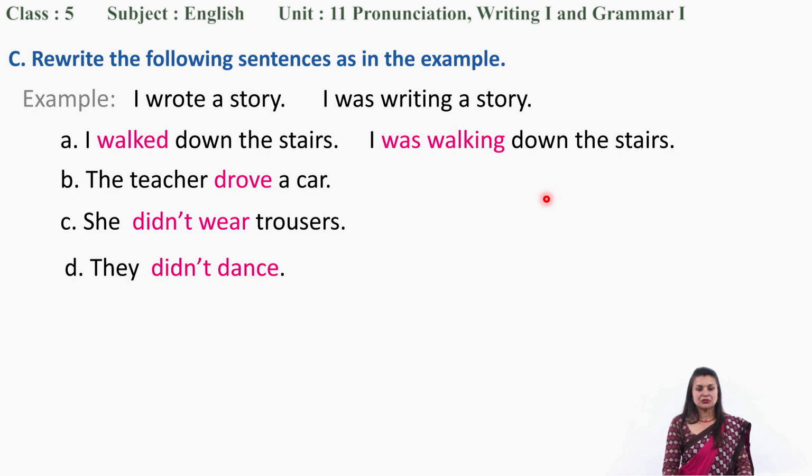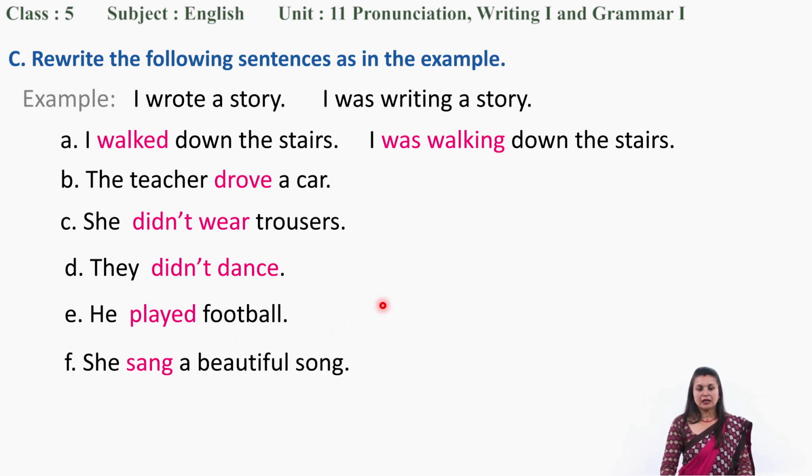Let's see the another sentence here. They didn't dance. This is also negative sentence. Okay, next one. He played football. Another one is, she sang a beautiful song.